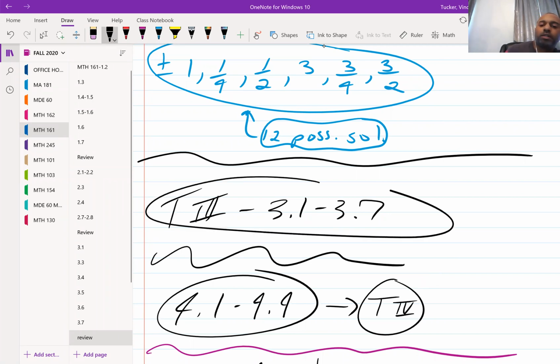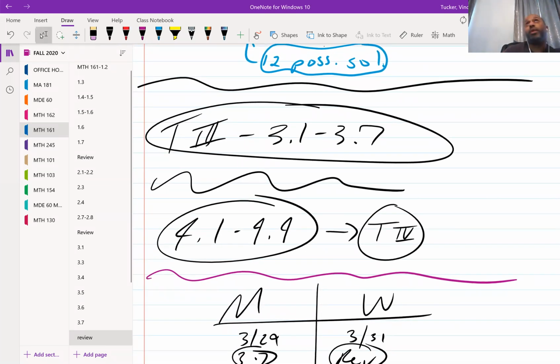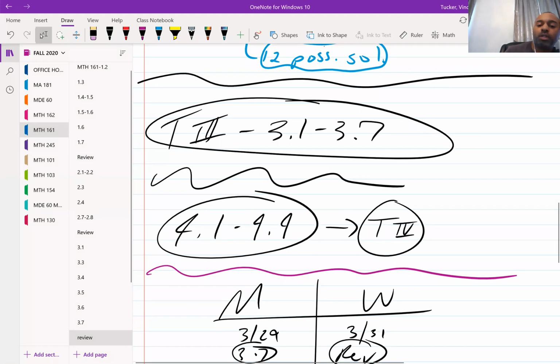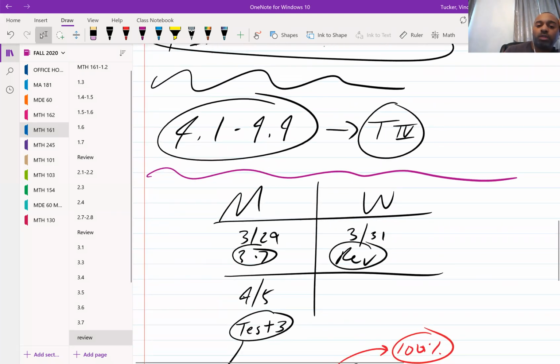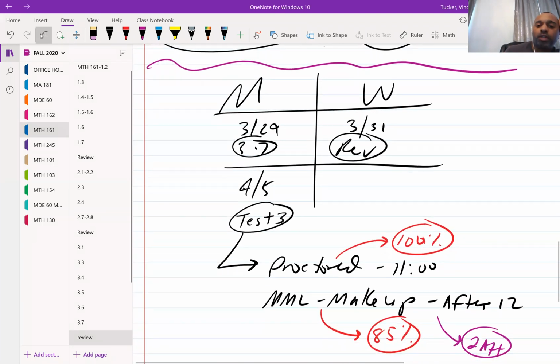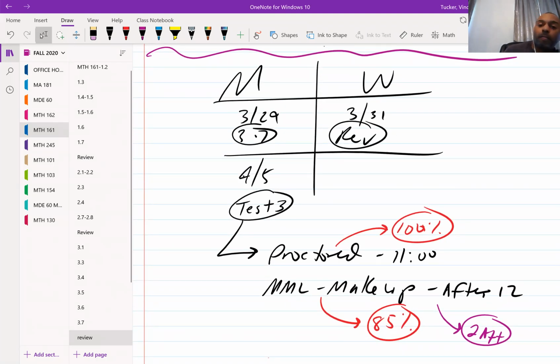But for this new test, 3.1 through 3.7, remember we didn't proctor the second test, and I told you more than likely we would be proctoring this one. So this is how I'm looking that we can do this. Next class, I'll answer whatever questions you have, and then that test can be on Monday, unless you want to do it on Wednesday. It doesn't matter to me which day.